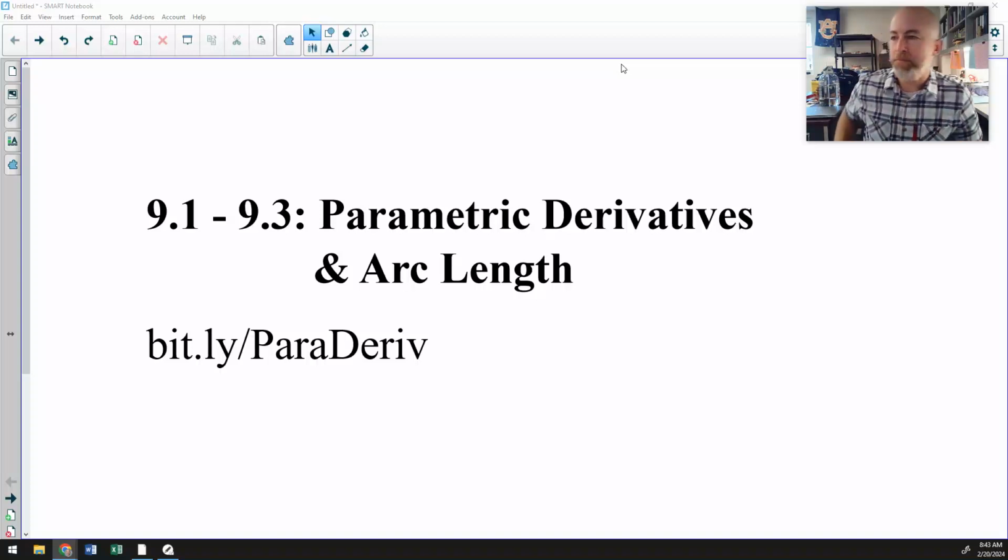Okay, let's look at parametric curves and their derivatives and their arc length. This is sections 9.1 to 9.3 in the official AP Calculus course description.